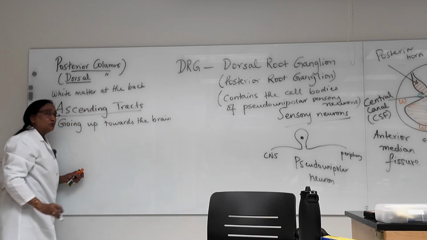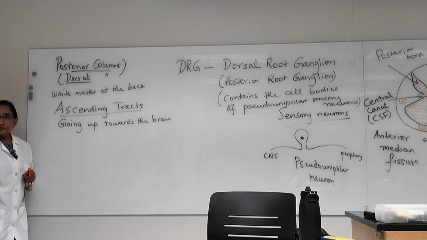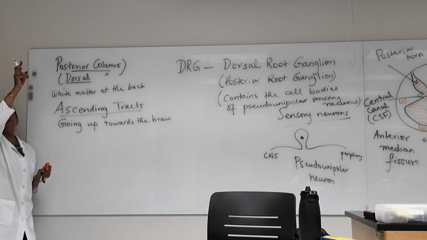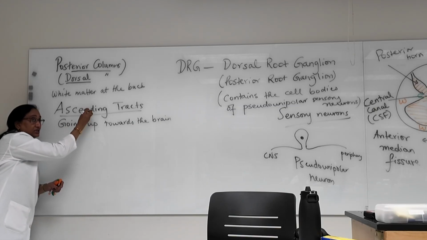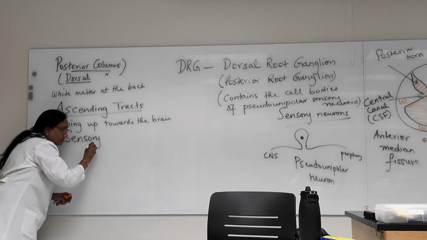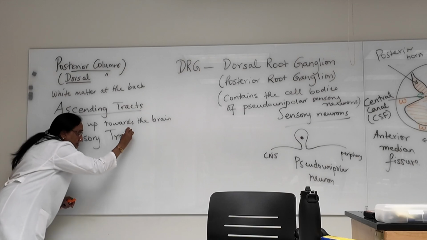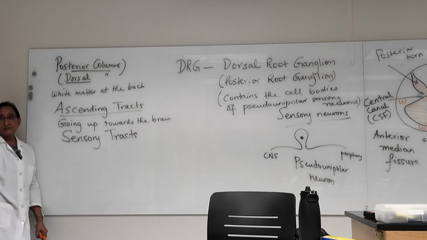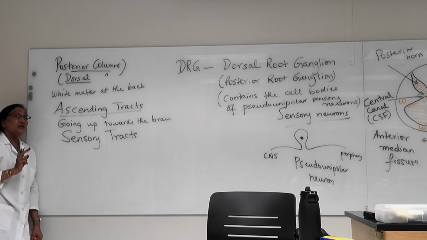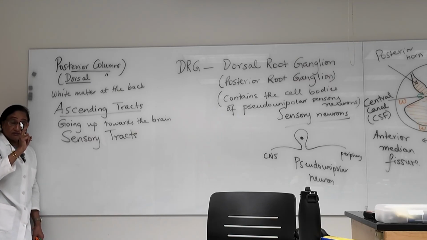They are going up towards the brain. So that means when they're going up towards the brain, they are carrying information to the brain. So these are sensory tracts. These are sensory tracts. Okay? What kind of sensations are they carrying?